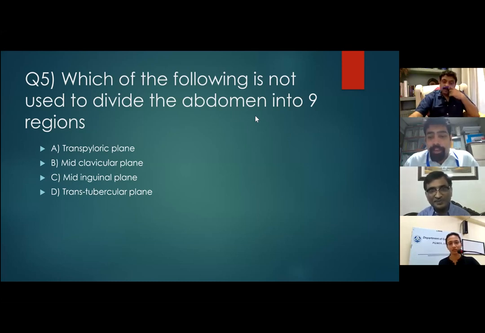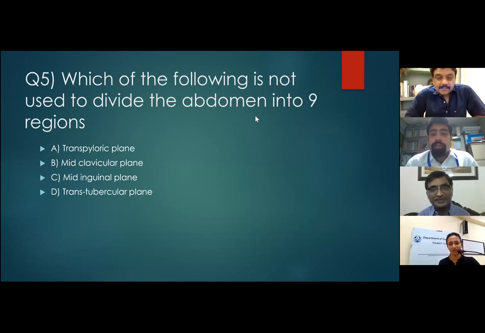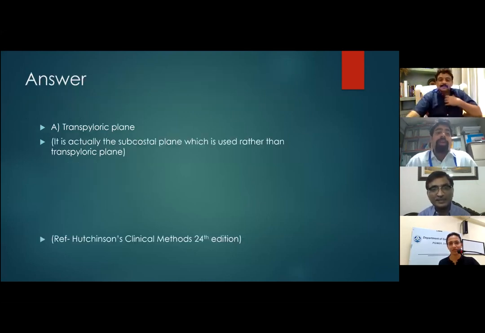So the results again are very surprising. I think all of us need to brush up our knowledge again. Only 5% of people have got it correct this time. We'll come to it later, but the correct answer is the transpyloric plane. It is actually the subcostal plane which is used, and my reference for this is Hutchinson's Clinical Method, the latest edition. So we don't use the transpyloric plane.